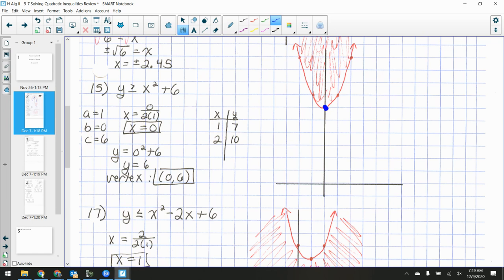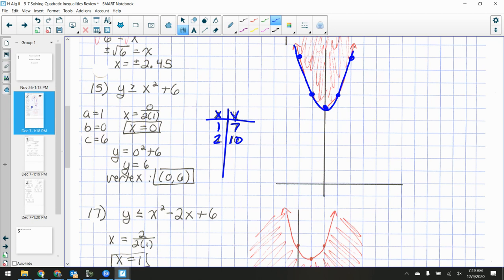Well, good old standby, make a table. Make an x-y table. Plug in 1, you get 7. Plug in 2, you get 10. Right? You don't need to plug in 2 points. I just did that for repetition's sake. There you go. It's on the right side there, so flip it over for the left side here and here.